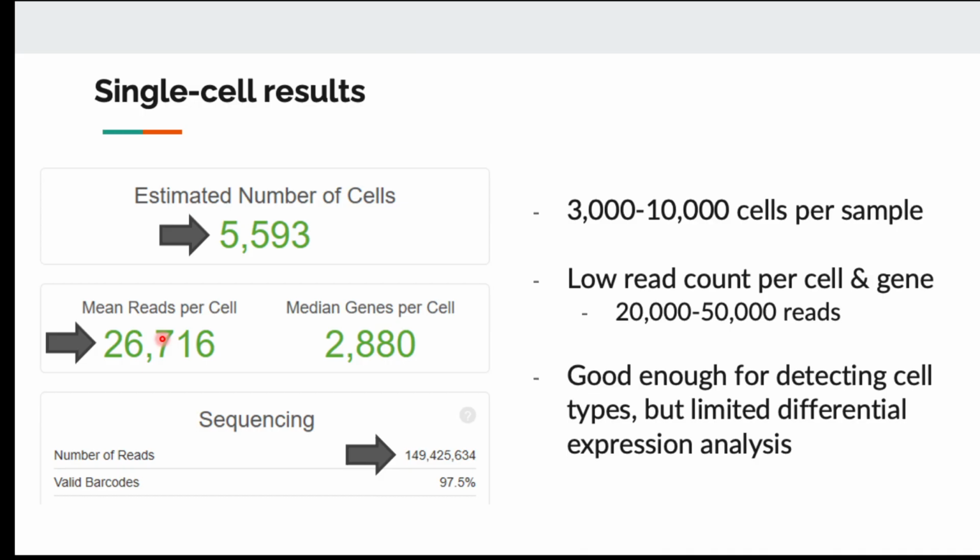When we do transcriptomics, usually we sequence in the order of 10 million reads per sample in order to get a good quantification for individual genes. With single cells, even if you increase the number of reads, in this case to 150 million, so you're sequencing 10 times more than the usual bulk transcriptomics, because you have 5,000 cells, when you divide the number of reads by the number of cells, it's going to go down a lot. And usually you have only 20,000 or 50,000 reads per cell.